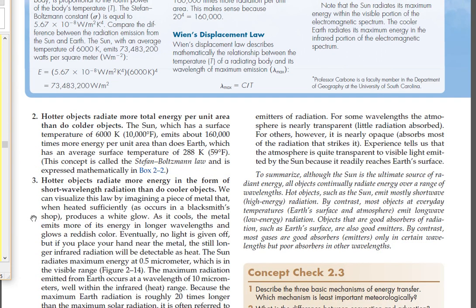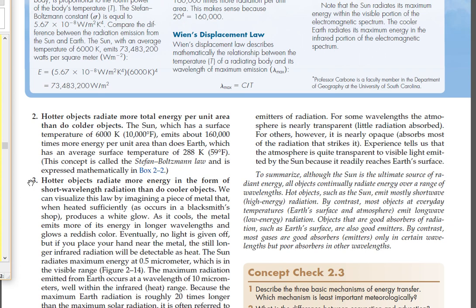Hotter objects radiate more energy in the form of short wavelength radiation than do cooler objects. We can visualize this law by imagining a piece of metal that, when heated sufficiently, as occurs in a blacksmith's shop, produces a white glow. As it cools, the metal emits more of its energy in longer wavelengths and glows a reddish color.